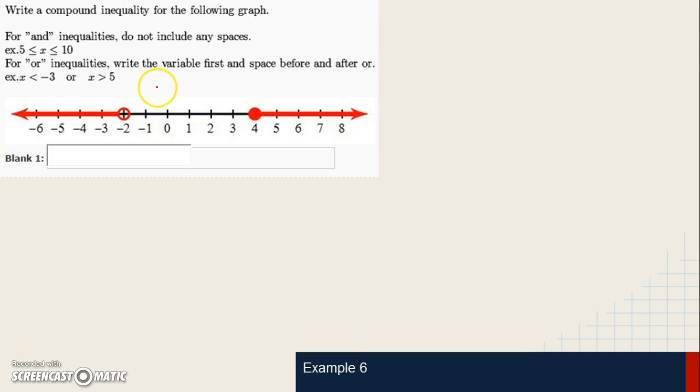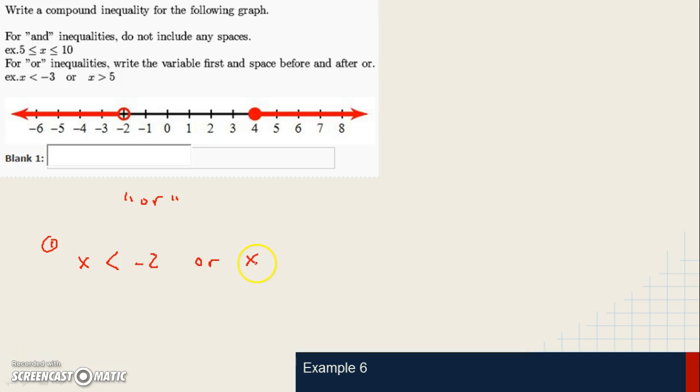Example number 6. Here we have an OR, since the line is not connected. And our first inequality, we've got x is, and it looks like the endpoint here is negative 2. And since the red line is values that are smaller than negative 2, we know that x is less than negative 2. And there's an open circle on negative 2, so negative 2 is not included, so we're going to leave that one as is.